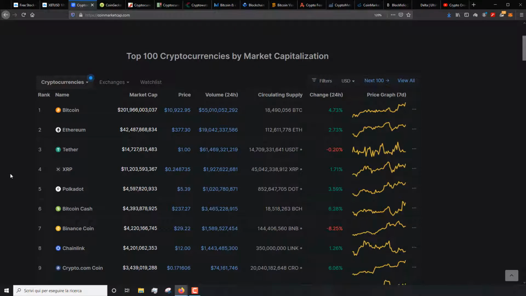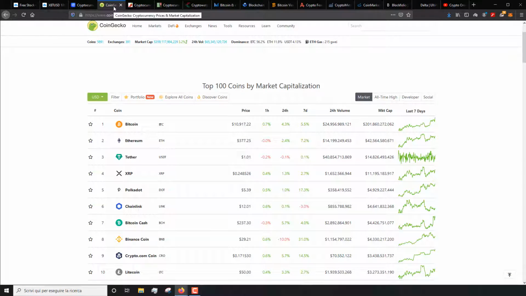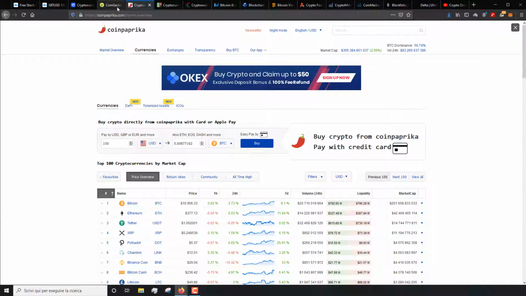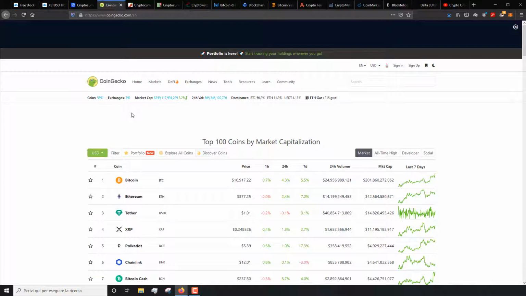Then we go over to the most famous, which is of course CoinMarketCap. I don't particularly like CoinMarketCap because I personally think it's lagging a lot. They usually add cryptos when they have already pumped a lot, so I usually use CoinGecko or CoinPaprika. They're both pretty good, basically like CoinMarketCap.